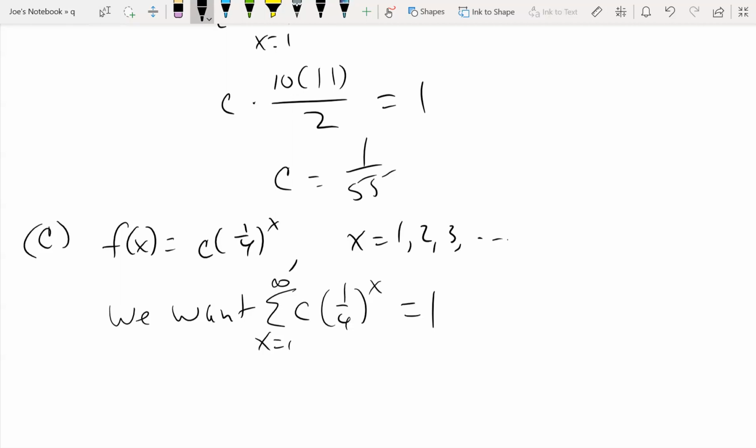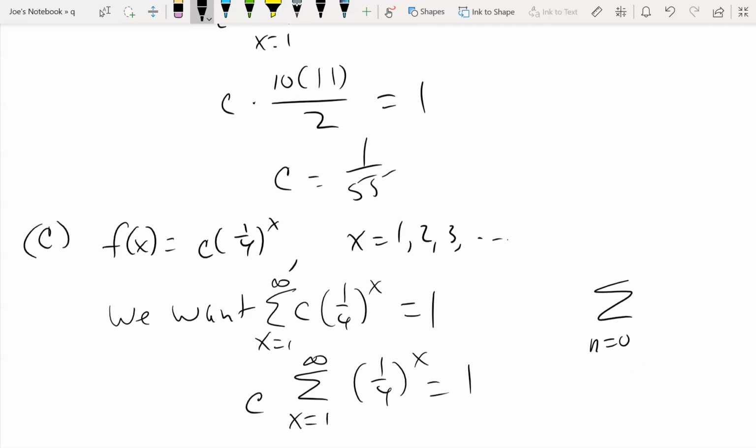Again, same principle. What can I do with this c with respect to the sum? Pull it out. And then hopefully you recognize that series is a special kind of series. It's geometric. The big thing for geometric series is that if the series starts at 0 and your ratio is r, then it equals 1 over 1 minus r. What has to be true about r? The absolute value has to be less than 1. For those of you in Calc 3, a little bit of review for your test.